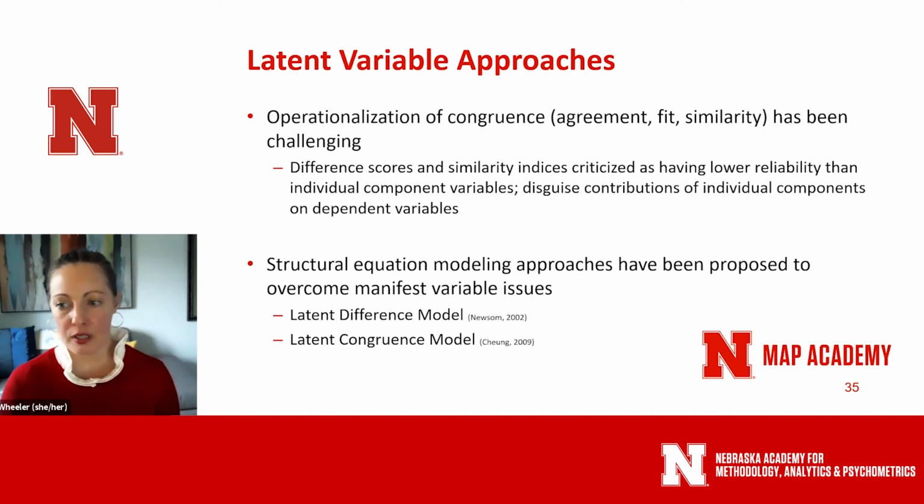Difference scores and similarity indices, such as the ICC, have been commonly criticized as having lower reliability than their components, those items that make up those indices, and for disguising the contributions of the components on the dependent variables. So there are promising alternatives that use structural equation modeling approaches. I'm offering these two contexts depending on what's feasible in your research or what research questions you have. You can take either approach, but it's always good to know the limitations you're working with, but also the strengths of each approach.